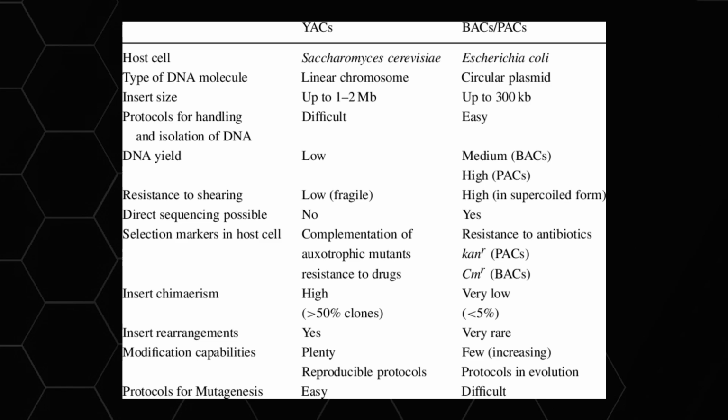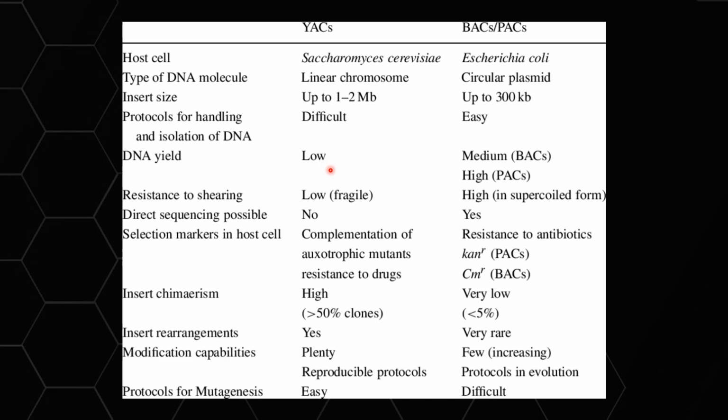For YAC, the host cell is yeast, that is Saccharomyces cerevisiae, but for BACs, the host cell is E. coli. So for YAC, the type of DNA molecule is a linear chromosome, and the insert size is up to 1 to 2 megabases. But in case of BAC, you have a circular plasmid and it can take up to 300 kilobases. So the protocol for handling and isolation of DNA is a little difficult in case of YAC, but it is easy in case of BAC.